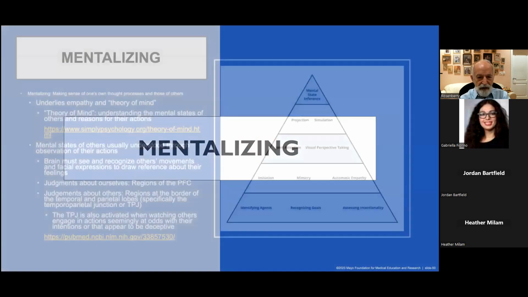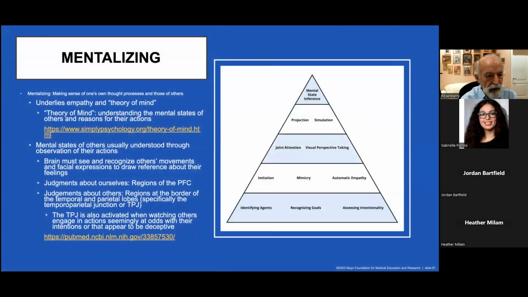Next slide. Mentalizing underlies empathy and theory of mind. Mental states of others are usually understood through observation of their actions, and the brain must see and recognize others' movements and facial expressions to draw inference about their feelings. It also allows us to organize judgment about ourselves and judgment about others. Next slide.